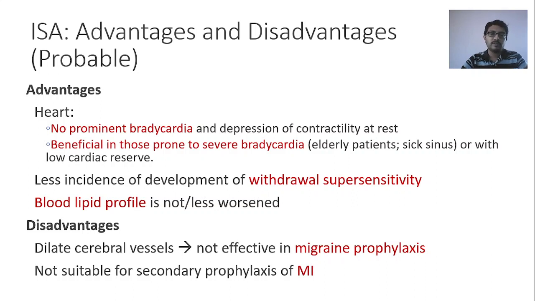They are also not effective in secondary prophylaxis of myocardial infarction. The idea behind using beta blockers for secondary prophylaxis of myocardial infarction is that they block the beta receptors in the heart, leading to decreased work, decreased oxygen consumption and decreased oxygen requirement by the heart. But these drugs will mildly activate the beta 1 receptors. So these drugs are not suitable for secondary prophylaxis of myocardial infarction.